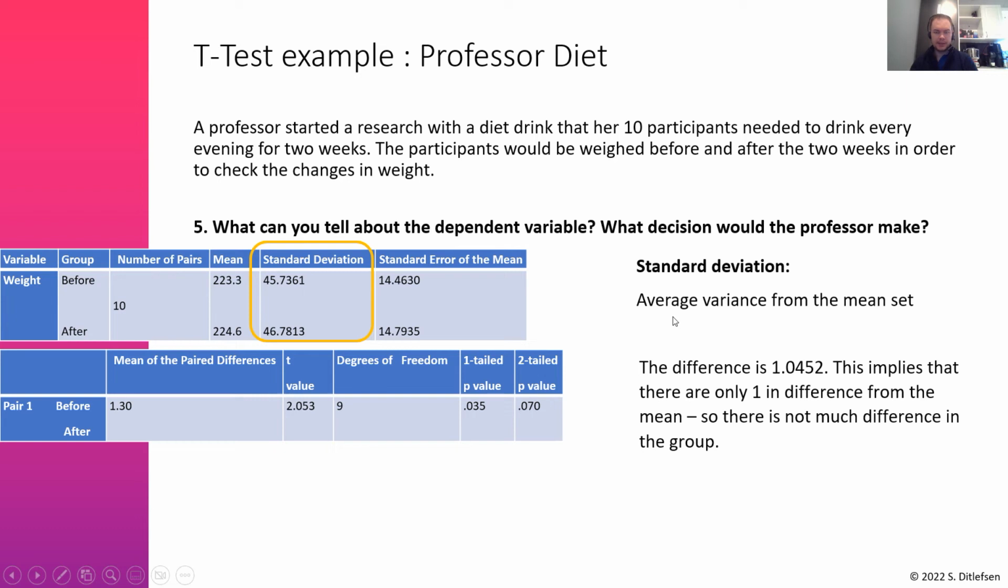Standard deviation. It was the average variance from the mean set. So the difference between those two numbers is 1.0452. This implies that there is only about one difference from the mean. So there is not much difference in the group. So if one person lost like 10, the deviation would be higher. Here we can see that the deviation is just 1. So there is not much deviation in the group.